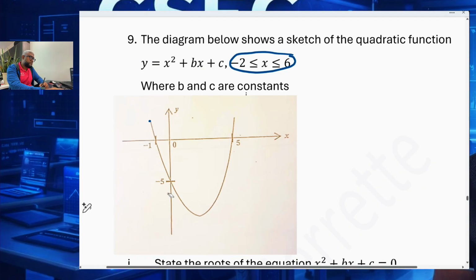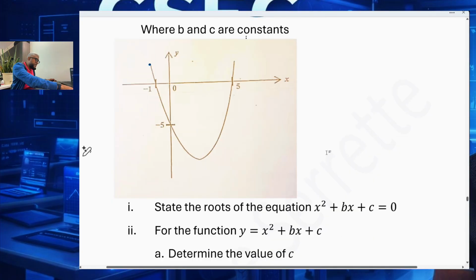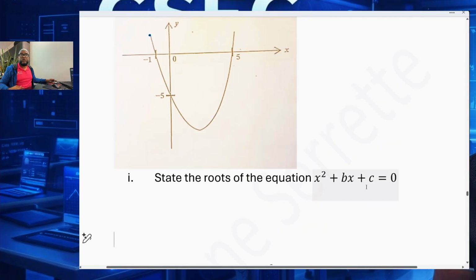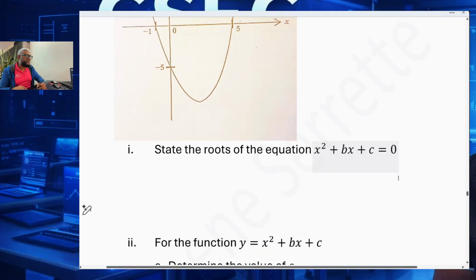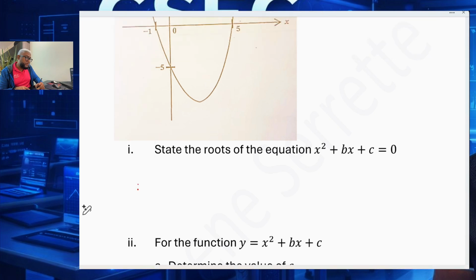Right, so let's see what the question itself is asking, right? Scrolling down. So the first thing they ask us for down here would be the roots. I've seen it right here. State the roots of the equation x squared plus bx plus c, which is equal to 0, right? What are the roots of an equation? I'm still going to put our definition here, right? So the roots, write it down, note.